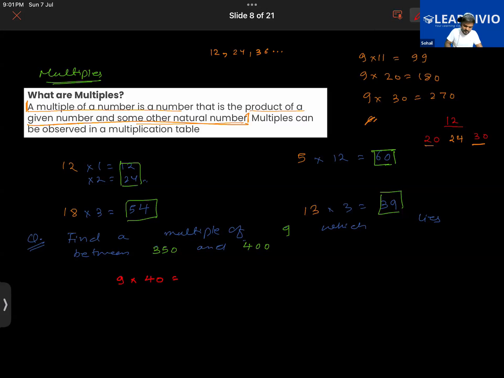40 nines are 360. 41 nines are how much? 369, right? 42 nines are 378. Like this, 43 nines are how much? Yes, 387. So you could have answered any one of them. All of them are found between 350 and 400. Got this, guys? Yes. So hope that is clear.